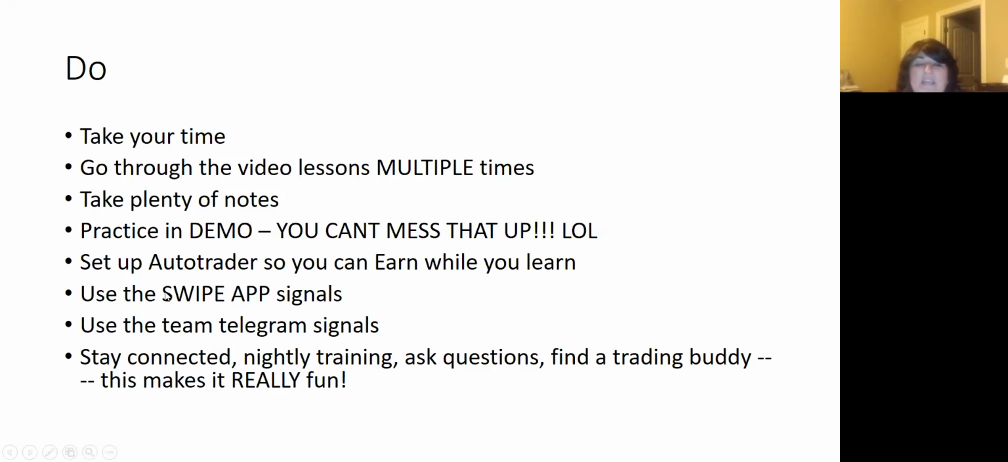And then we have some links on Telegram. If you're not on Telegram, you need to get on Telegram, because we send you signals every day, copy and paste. We tell you when to buy, when to take profit, when to sell, when to close. Those are things that you're going to be practicing in your demo account.